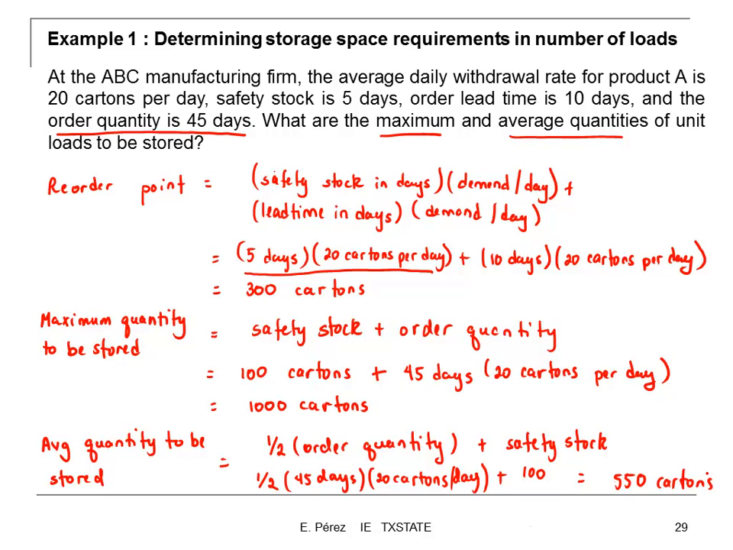Okay, so we computed the maximum and the average quantity of units to be stored. And using these numbers, we can use this information to start planning for our allocation of items in terms of two philosophies for the warehouse. So I'm going to stop here today, and we're going to continue on Wednesday.